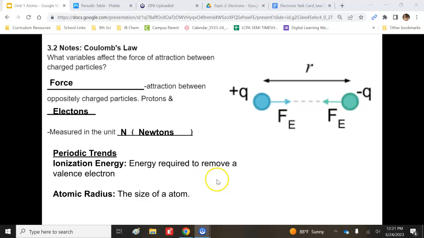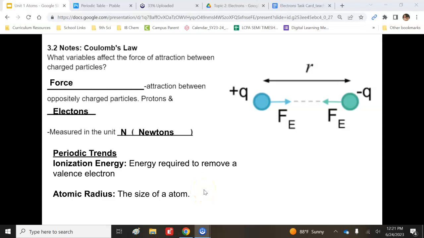So the two periodic trends that we are going to look at, there are a couple other periodic trends that if you go on to a higher chemistry class you'll look at, but the two we're going to focus on are ionization energy and atomic radius. So ionization energy is the energy required to remove a valence electron. If we remember from our previous topic, valence electrons are those outermost energy electrons, and those are going to be the ones that do the bonding and interacting, which we'll talk about in our next unit.